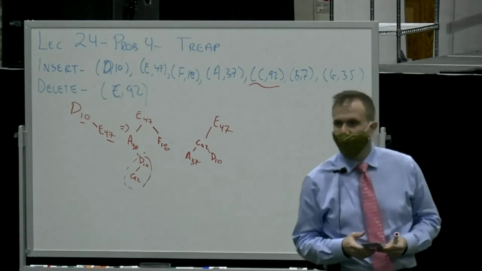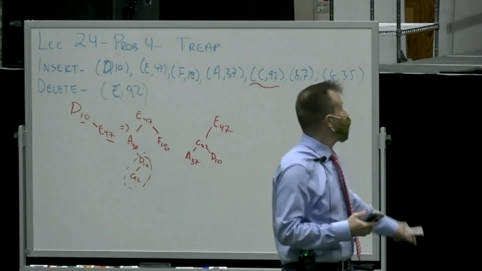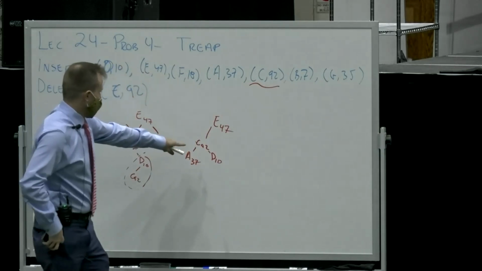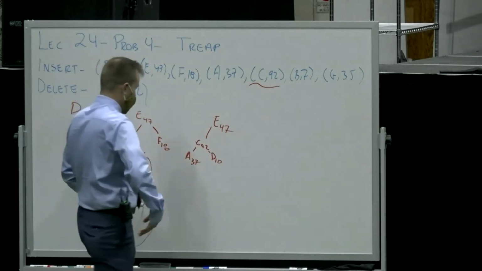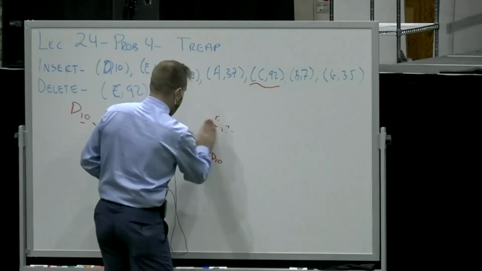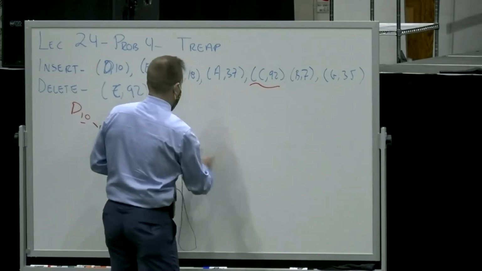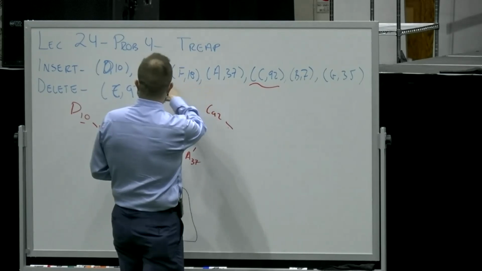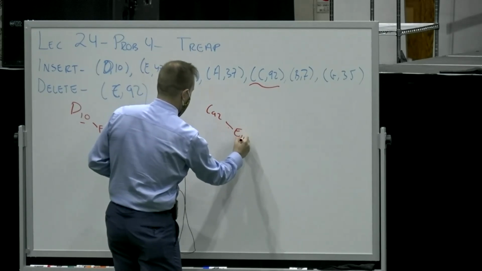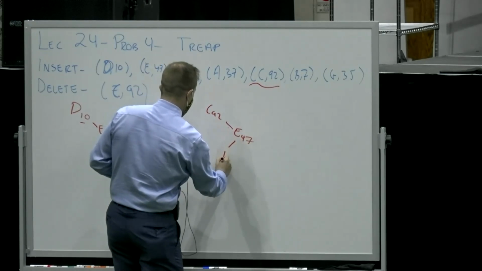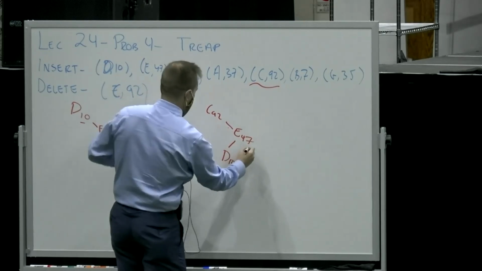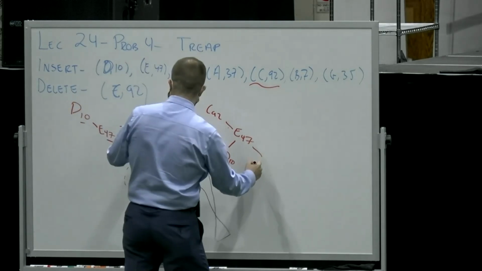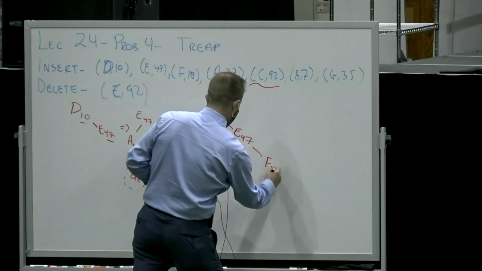Yes. Very good. So that's exactly what we would do. We would bring C92 up to the top. So you have C92. E47 was up here. And as you correctly pointed out, D10 is now going to be the right child. And E's original right child was F18.